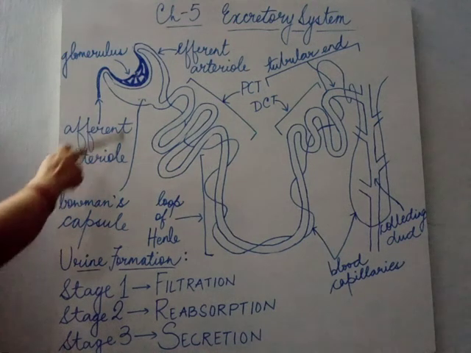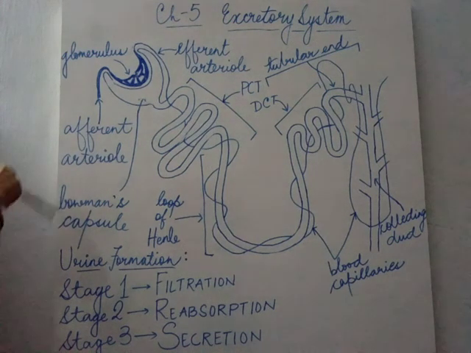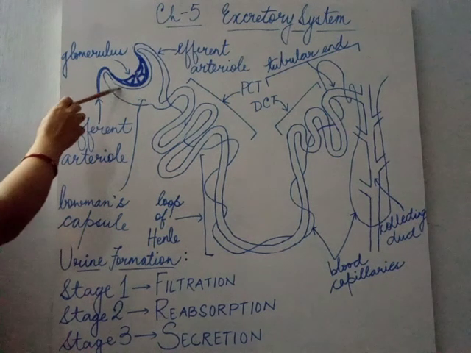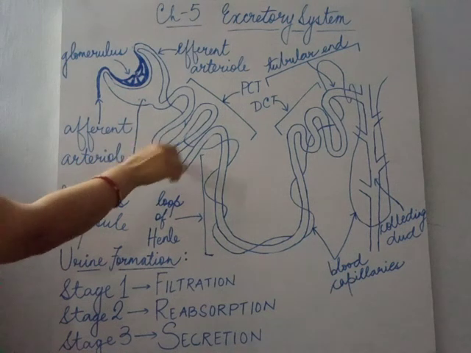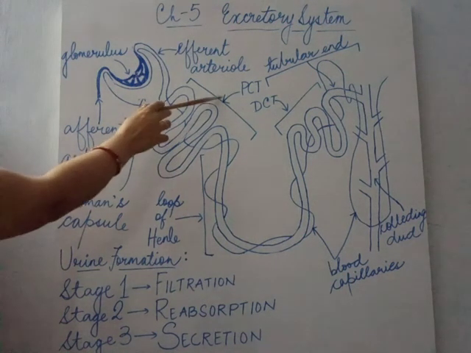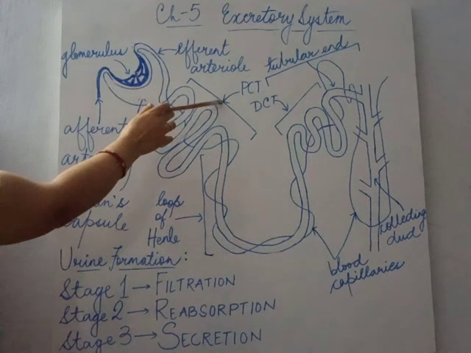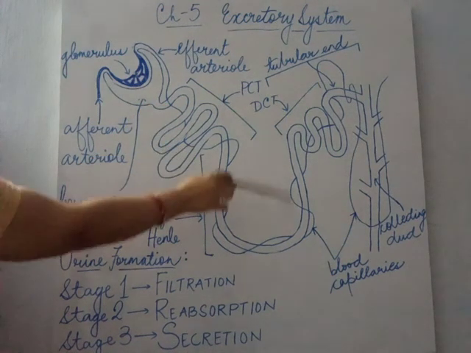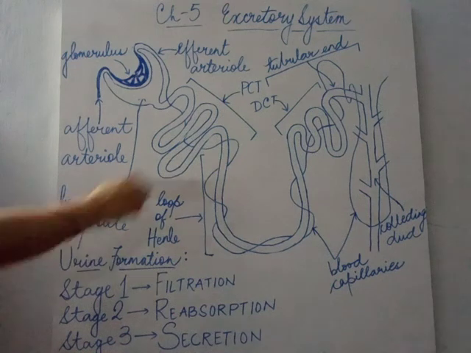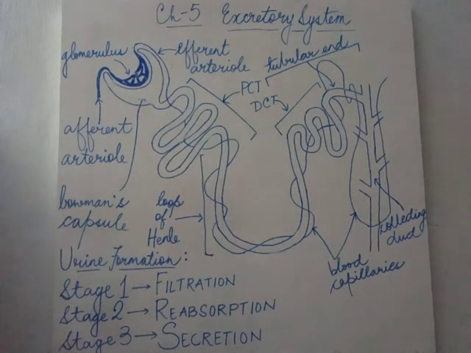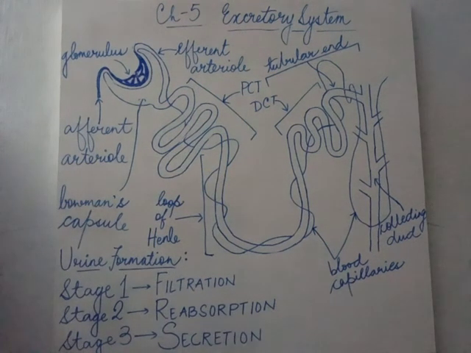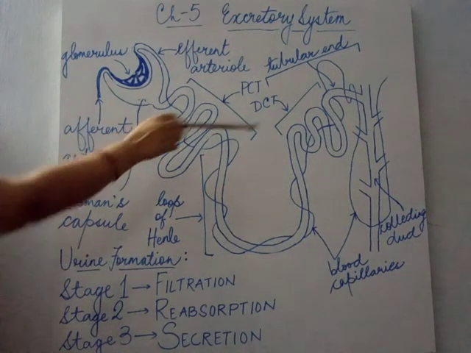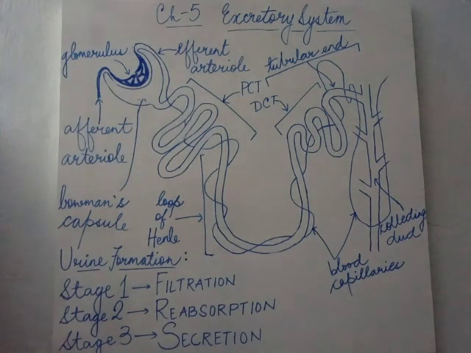So children, you know the basic structure of a nephron. A nephron is made up of Bowman's capsule, which contains the glomerulus, and a tubular structure which is divided into three parts: the PCT, proximal convoluted tubule; the U-shaped loop of Henle; and the DCT, distal convoluted tubule. And there you can see the collecting duct. So the structure of a nephron starts with Bowman's capsule and ends at the collecting duct.